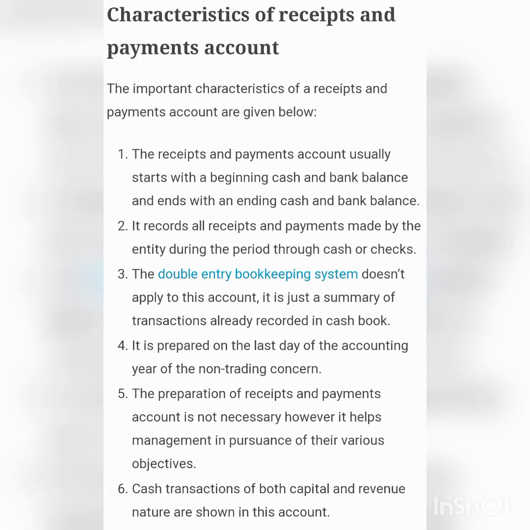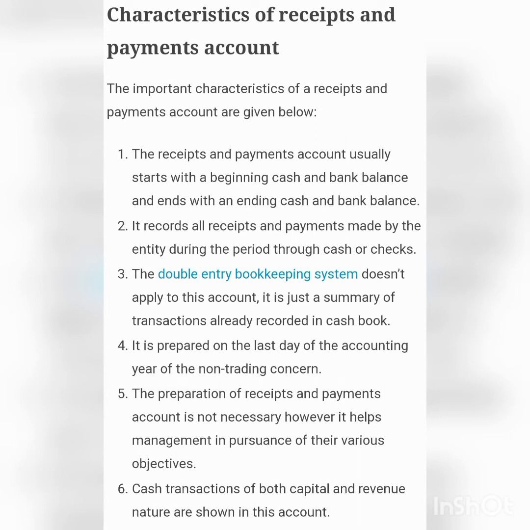Now we are going to study the important characteristics of receipts and payments account. The first important characteristic of receipts and payments account is that it usually starts with a beginning cash and bank balance and ends with an ending cash and bank balance. The opening balance of this account shows cash in hand or cash in bank at the beginning of the accounting period, and closing balance shows cash in hand and or at bank at the end of the accounting period.